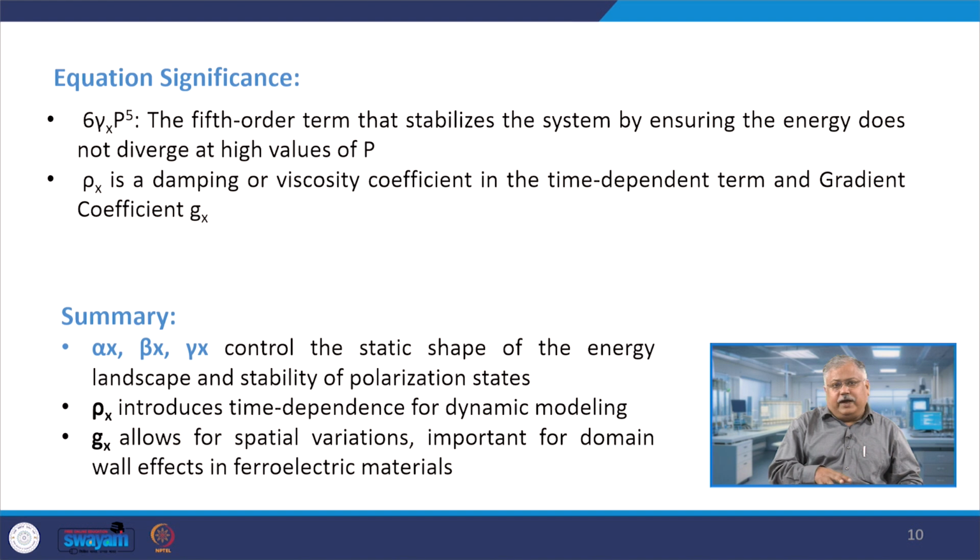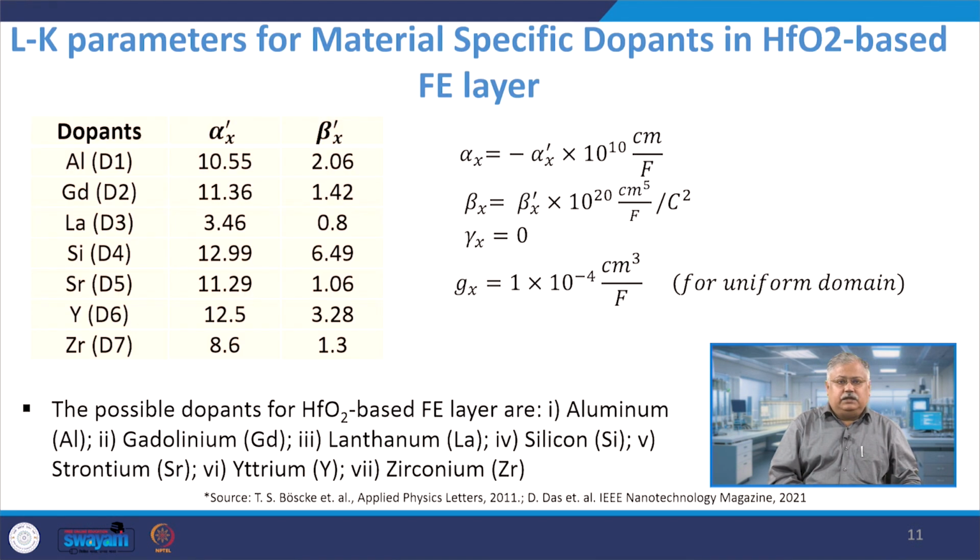The value of rho x and gx: rho x is basically the damping factor and gx is the gradient coefficient. Rho x will introduce the time dependency of the dynamic model, which means that if you apply a bias, say a sinusoidal signal, how the behavior takes place with respect to time will be given by rho x. Similarly, gx gives you the spatial variation. So the wonderful part of this equation is that both spatial as well as temporal variations are taken care of in these equations.